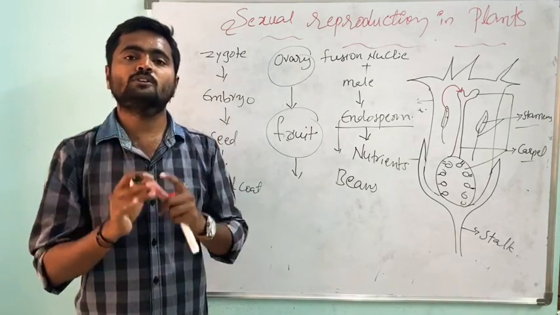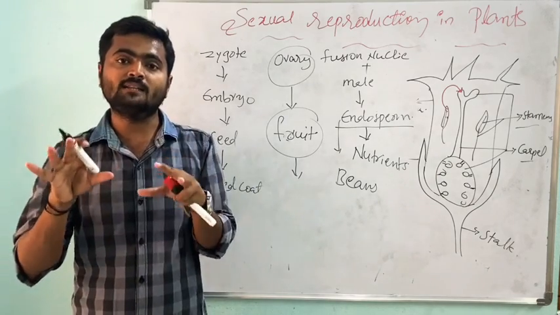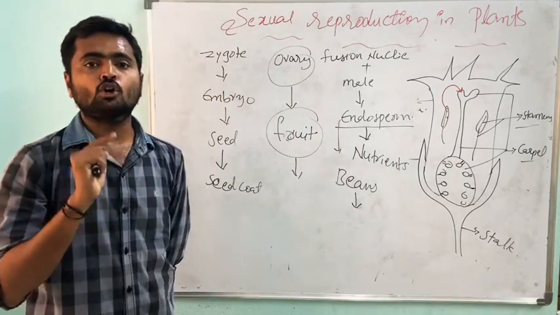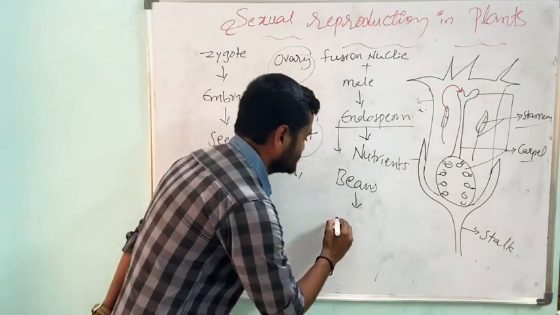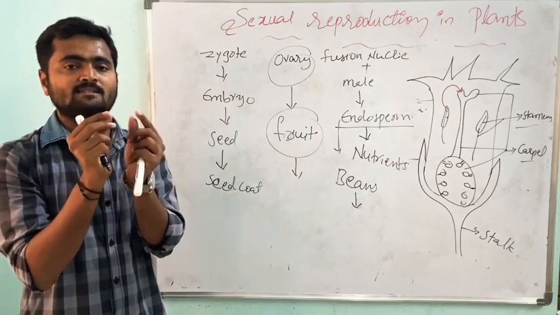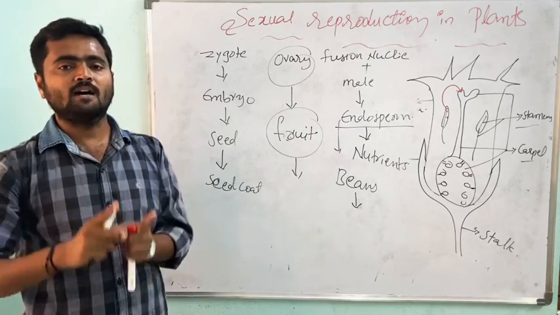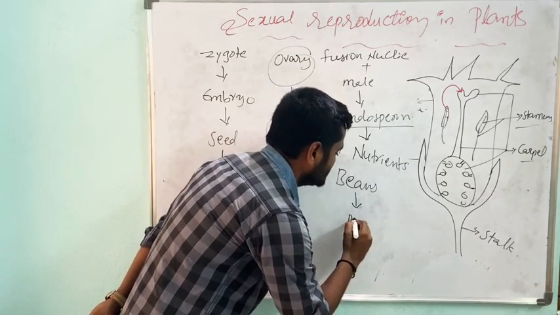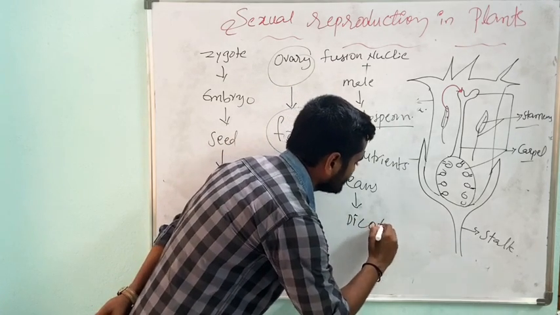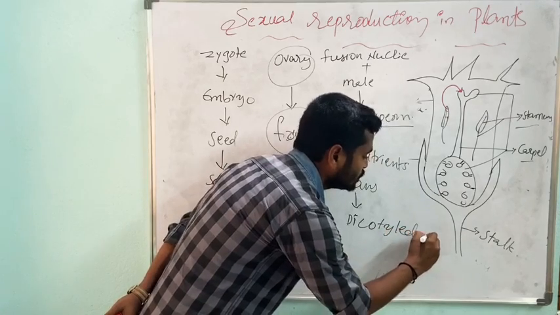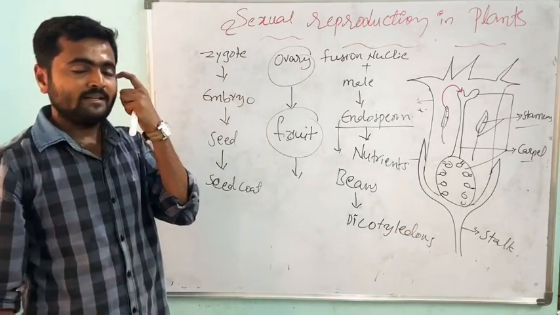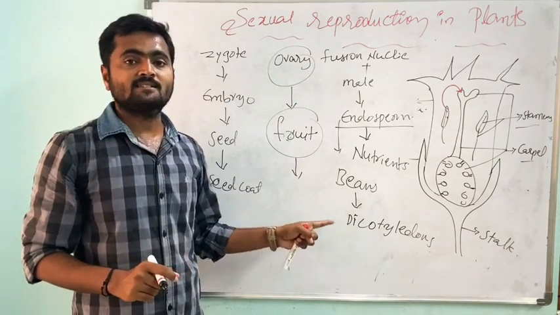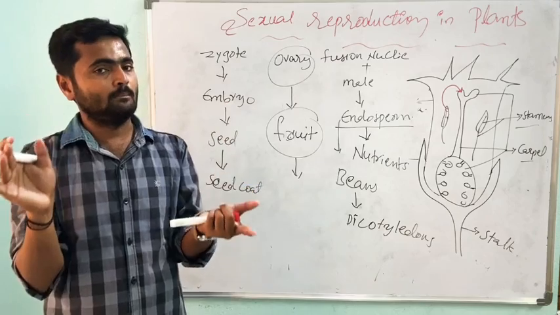So the total nutrients for the embryo are stored in the seeds, and the seeds contain either one cotyledon or two cotyledons. What is meant by cotyledons? If you break the seed, it contains two seed leaves or one seed leaf. Generally, here the bean is a dicotyledon. It contains two seed leaves. So the food material is stored in the cotyledons, the seed leaves, for the development of the embryo.